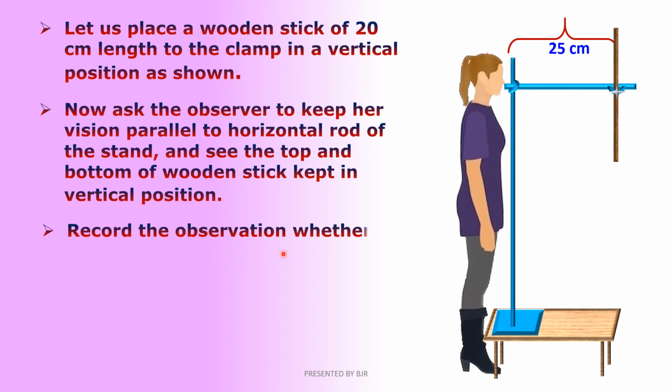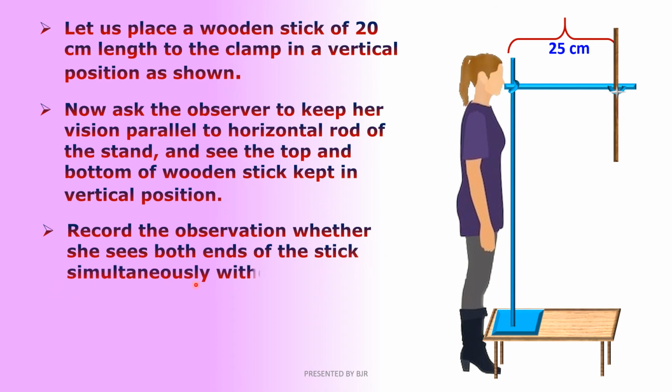Record the observation whether she sees both ends of the stick simultaneously without any movement of her eyes. That means she has to see both ends simultaneously. She has to reply whether she is able to see both ends of the stick simultaneously or not.